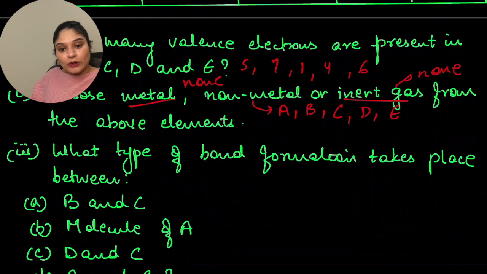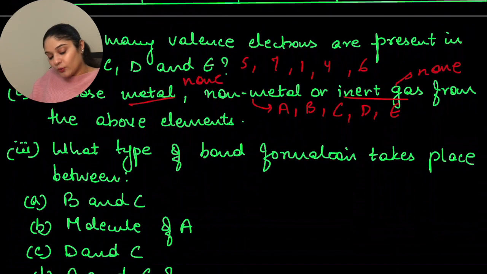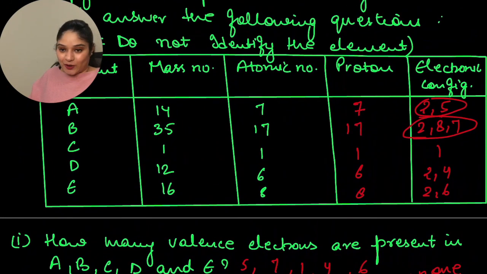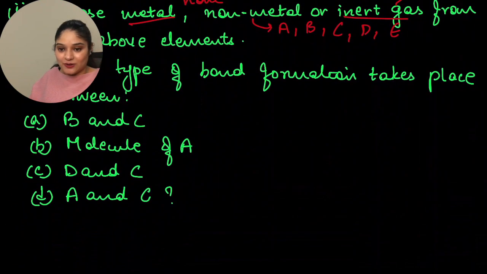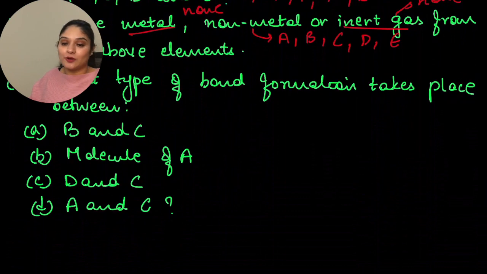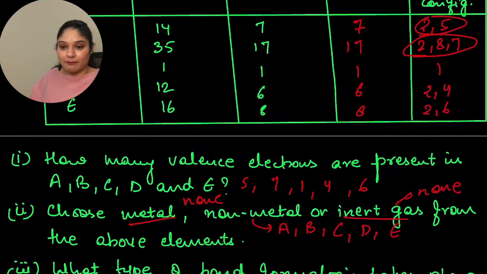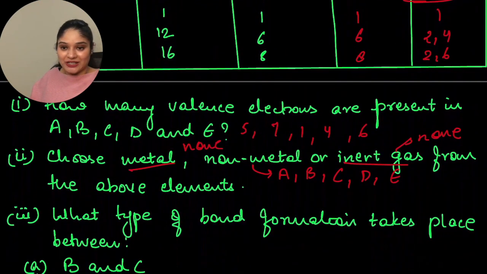Then next is what type of bond formation takes place between B and C. So one thing that you need to understand is, since all of them are non-metals, you won't have any ionic compounds being formed. So whatever bond formation you'll have will be covalent, whether it be polar covalent, non-polar, or just covalent compounds. So you have very low chances of getting it wrong.